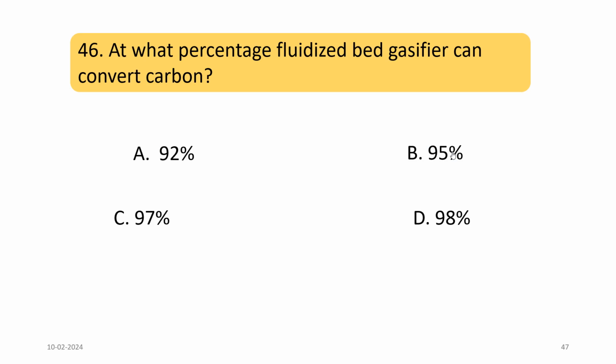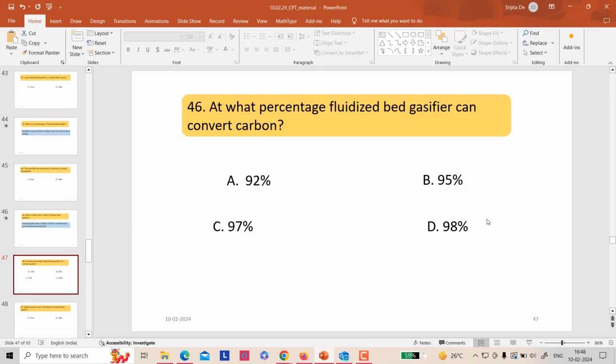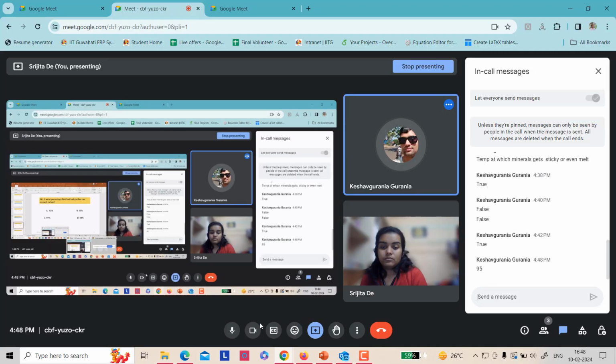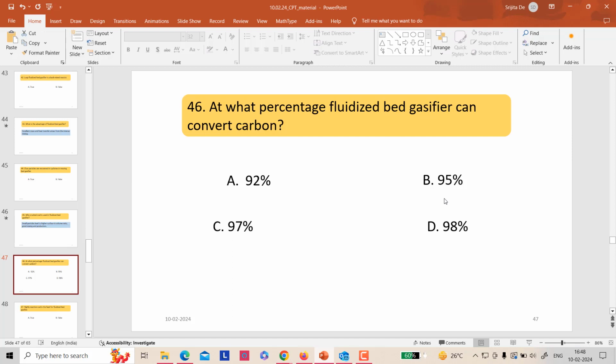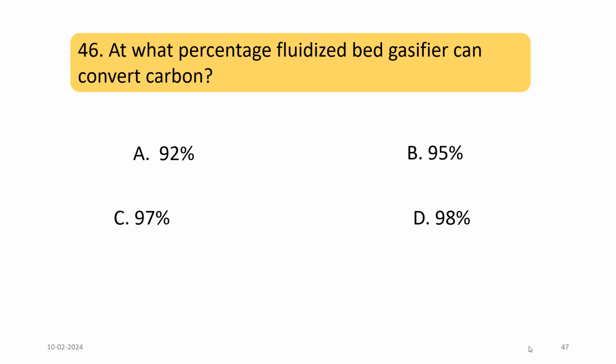Next, at what percentage can a fluidized bed gasifier convert carbon? 95%, ma'am. Yes, it is actually in the range of 95 to 97. So 95 will also be the correct answer, and 97 also will be the correct answer.